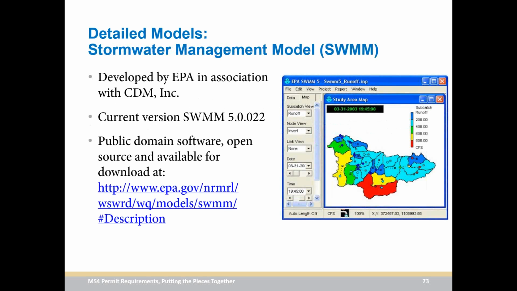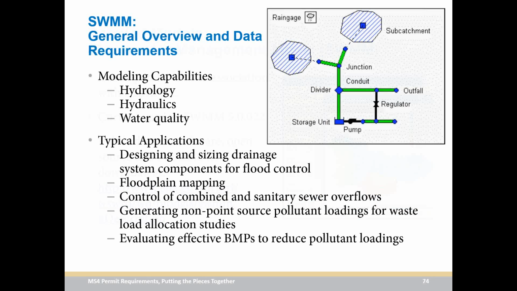For the detail model, we're going to go over EPA SWMM. This model is also available for free download on the EPA website. And we've provided a link where you can go and check out documentation and download the model and play with it. A great feature about this model is you can conduct hydrologic, hydraulic, and water quality analysis for your study area in one single model. Below, the slide also includes typical applications where this model is generally used.